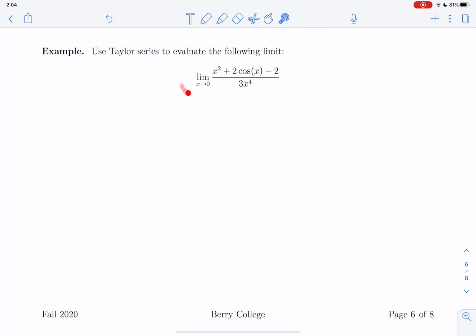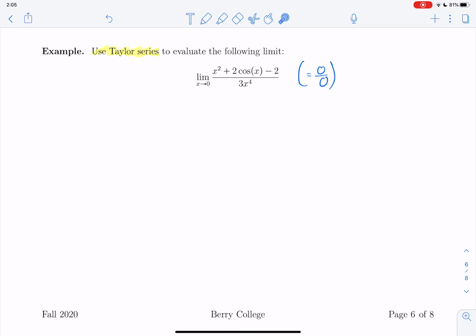So take a look at this limit right here. Notice that if I were to just plug in 0, I would simply get 2 times cosine of 0, which is a 1, so that's 2 minus 2, that's a 0. Parenthetically, this is equal to 0 over 0. And so what that means is you'd like to use L'Hopital's rule. And you could, but we'd like to highlight an alternate way that uses Taylor series to accomplish this task. When the limit is approaching 0, it can sometimes be useful to use a Maclaurin series. Let me show you what I mean.